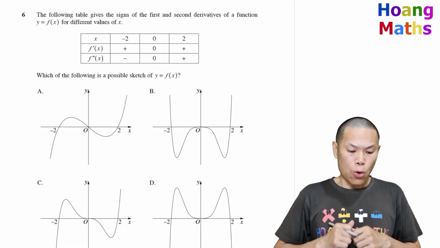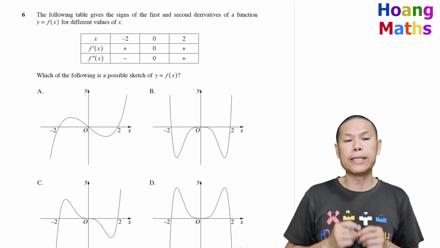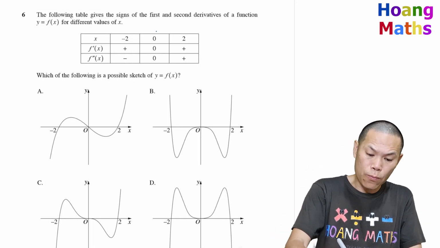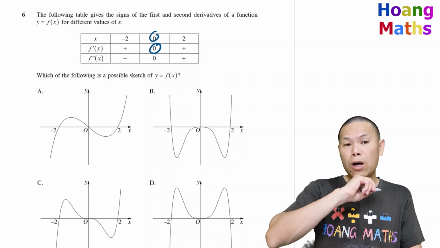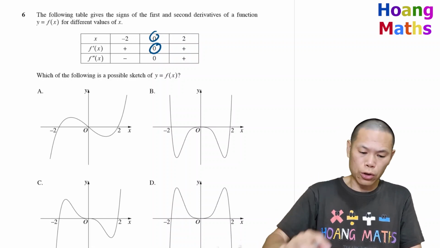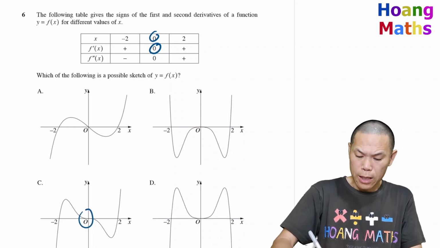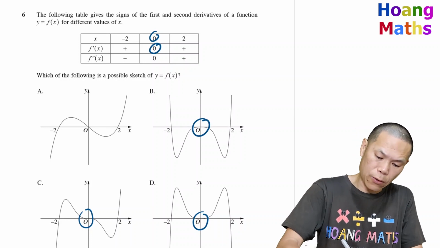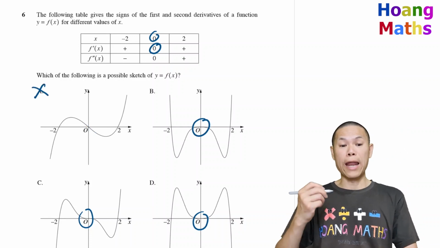Question number 6. Which of the following is the possible sketch for y equals f of x? First of all, we know that when x is 0, the gradient is 0. In other words, the gradient when x is 0 should be horizontal. So we have gradient equals 0 there, and this is gradient equals 0, this gradient 0. Whereas in A, the gradient is negative. So therefore, it cannot be A. So we rule that out.